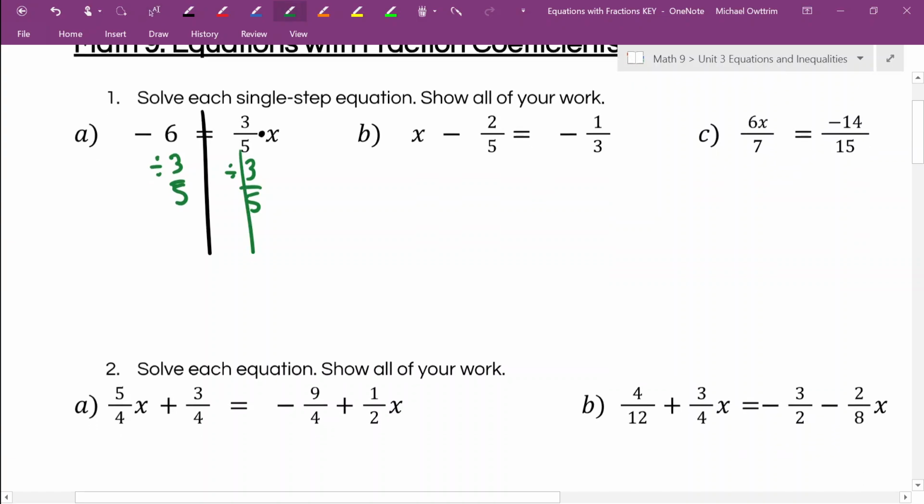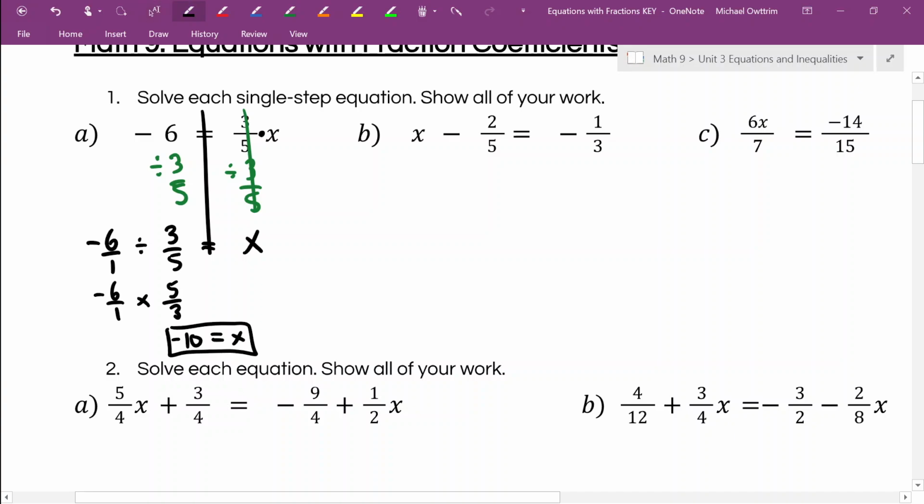Now, on the right side, our 3/5 divided by 3/5 cancels out, leaving us with just x. On the left side, we have the calculation -6 divided by 3/5. To do this calculation, we first want to write our -6 as a fraction, which is -6 over 1. And remember, our rule for dividing fractions is to multiply by the reciprocal. So we're going to change that divide to multiply, and we're going to flip our second fraction. Now 6 divides by 3 to give us 2, and -2 times 5 is -10. So -10 is the value of our x.